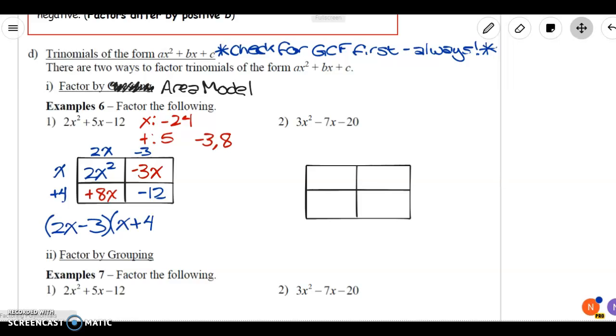Okay, if we multiply that out to check, it should work. And it looks like it does. Those multiply out to 2x squared plus 5x minus 12, which is exactly what we were trying to factor. Why don't you pause and try to do the same thing for the next one?